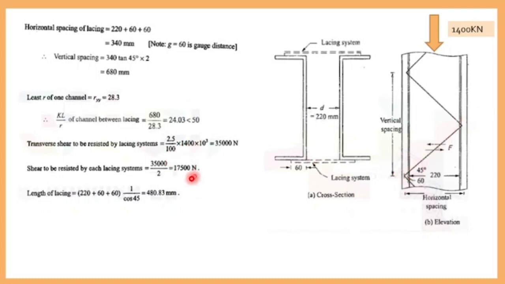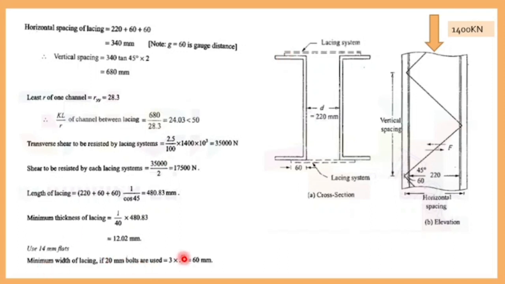What is the force coming here? 17,500. Take the design capacity of your lacing. Thickness of lacing, as per the clause, is 1/40th of the length, 480. 480 by 40 is 12 mm. The thickness of the plate required is 12.02 mm. Now you can try with 14 mm flat. The minimum width of the lacing we have provided is 60 mm, which is 3 times the bolt diameter. Now assuming the diameter of bolt 20 mm, 3 times the bolt is 60 mm.